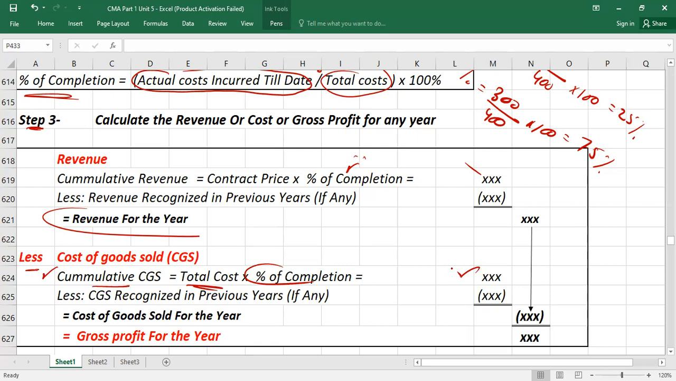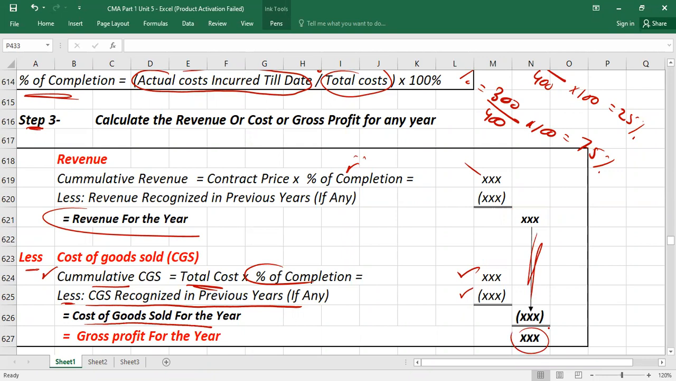Understood? And then you will deduct from there the cost of goods sold recognized in previous years, if any. Okay, so you will deduct that one, and you will automatically get the cost of goods sold for the year. Understood? So here you got revenue for the year. Here you got cost of goods sold for the year. If you take revenue minus cost of goods sold, what will it give you? Gross profit.